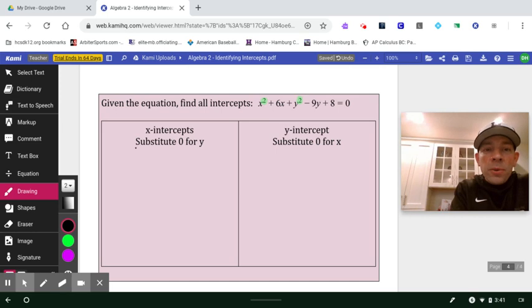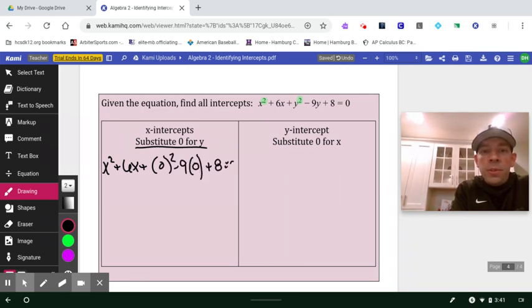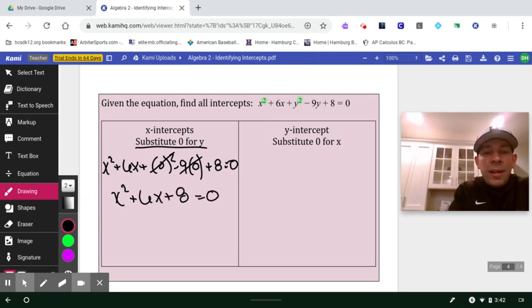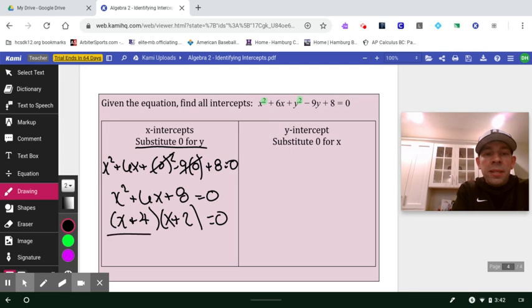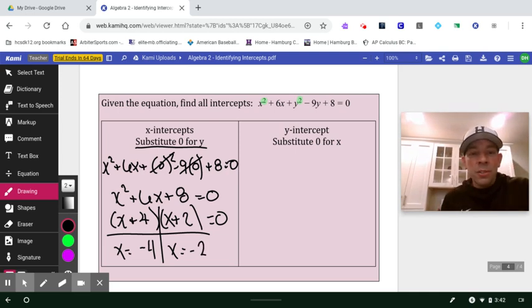The x-intercepts, let's go ahead and substitute the 0 for y. x squared plus 6x plus 0 squared minus 9 times 0 plus 8 equals 0. So good news here, we're going to see these two terms cancel. We're left with x squared plus 6x plus 8. We do have a quadratic on our hands, and with a little bit of luck, this is going to factor. We could set that up and get x equals negative 4 and x equals negative 2 as my 2 x-intercepts.